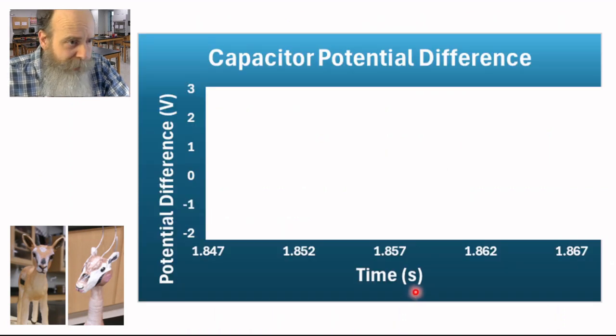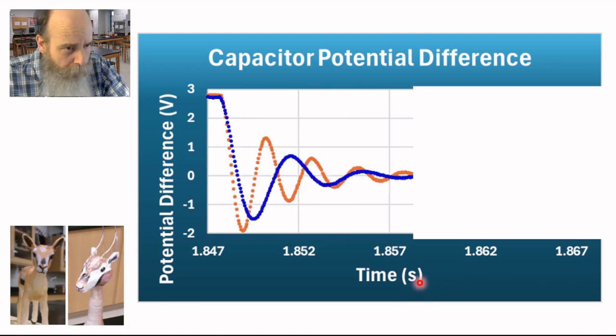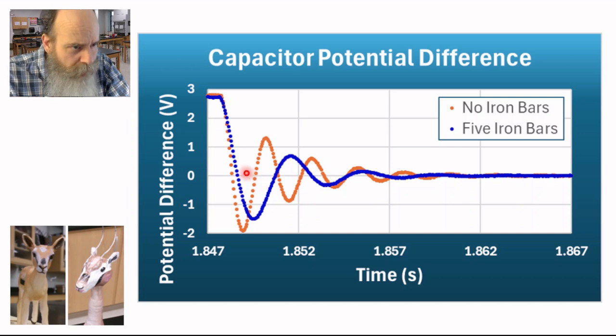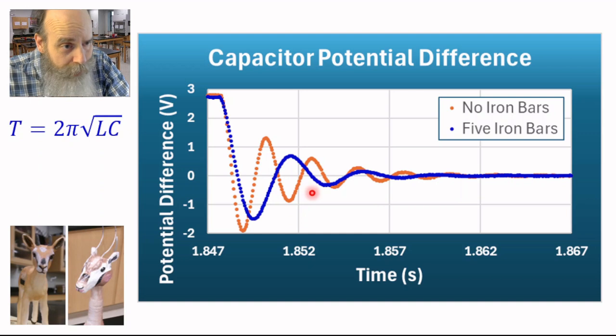Here's a measurement of potential difference across the capacitor versus time for 2 cases. In red is a case where there were no iron bars in the solenoid, and blue is a case where there were 5 iron bars in the solenoid. What do you see about the periods here? With no iron bars, this is the period from here to here. And with iron bars, the period is from here to here. You will note that the period has increased when iron bars are added to the solenoid. That makes sense, because if we increase L, we should increase the period.